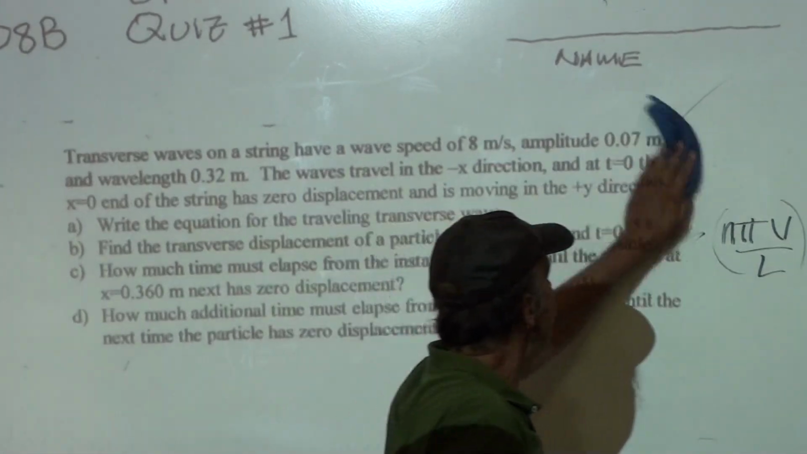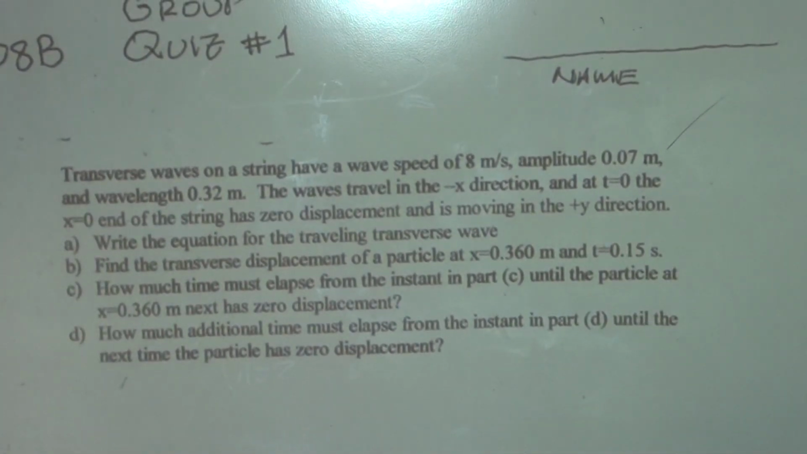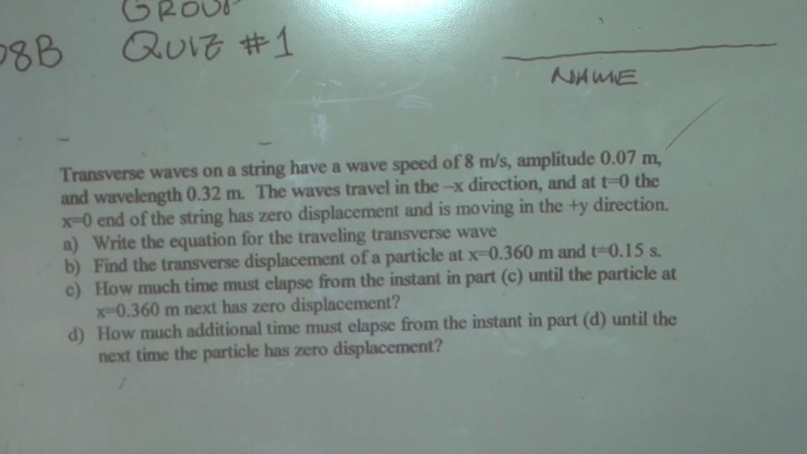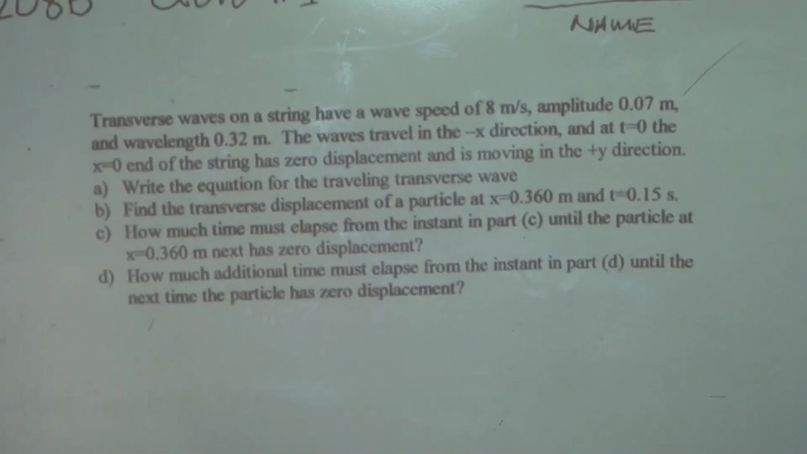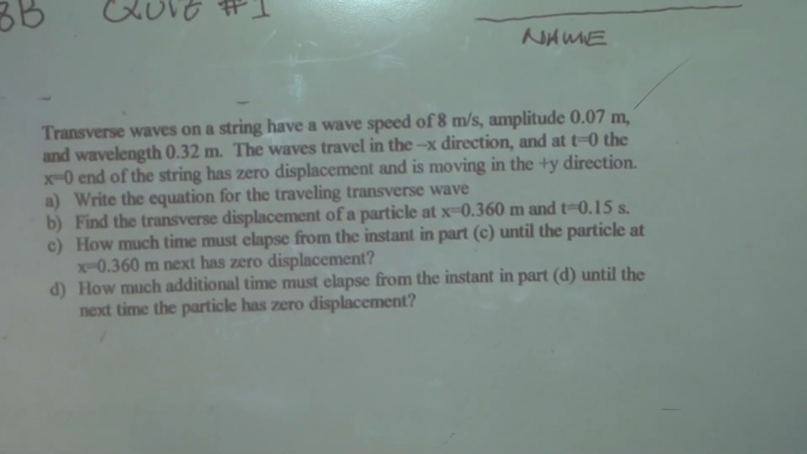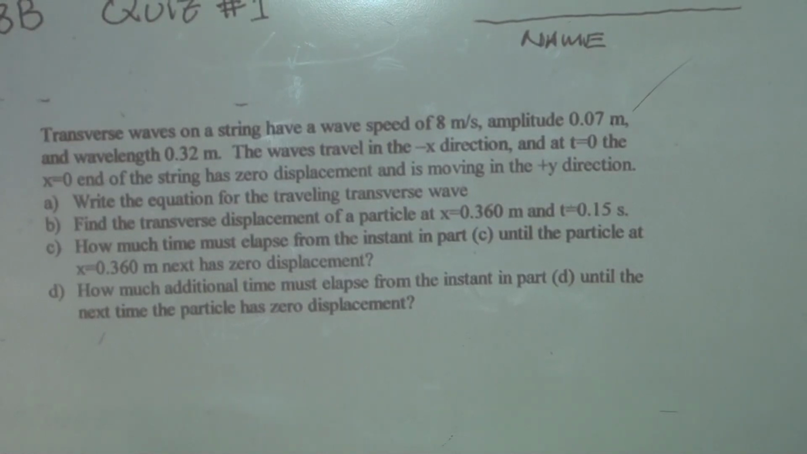Basically what we have here is kind of an interesting transverse wave problem. Here, our transverse waves have a wave speed of 8 meters per second, amplitude 7 centimeters, wavelength 0.32 meters. The waves are traveling in the negative x direction. And at time equals 0, the x equals 0 end of the string has 0 displacement and is moving in the positive direction.